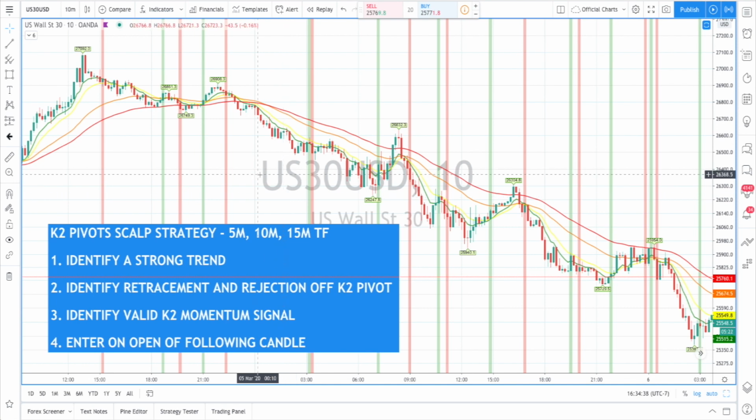So let's get started. The first requirement requires that you identify a strong trend. Next, you're going to have to identify a retracement and rejection off the K2 pivot zones. And lastly, you're going to identify a valid K2 momentum signal. Once these three requirements have been met, you can enter on the open of the following candle.